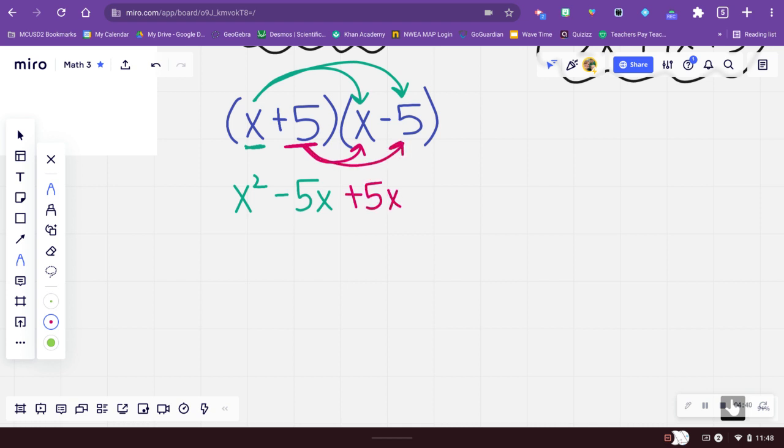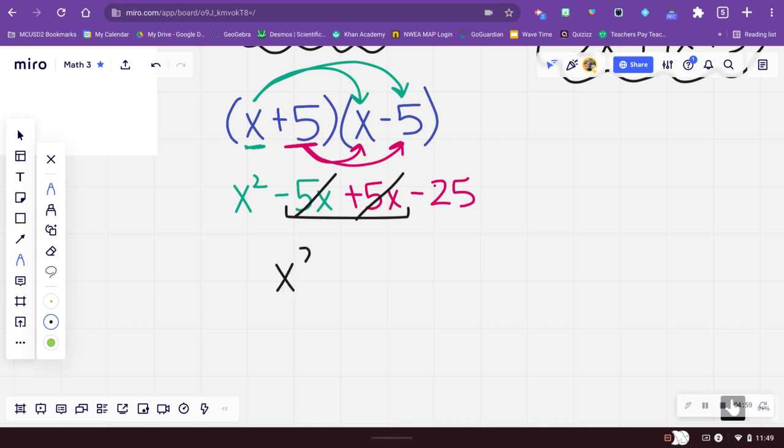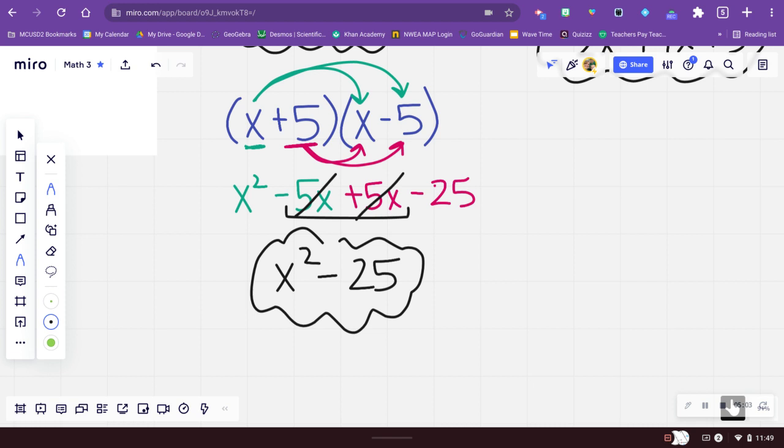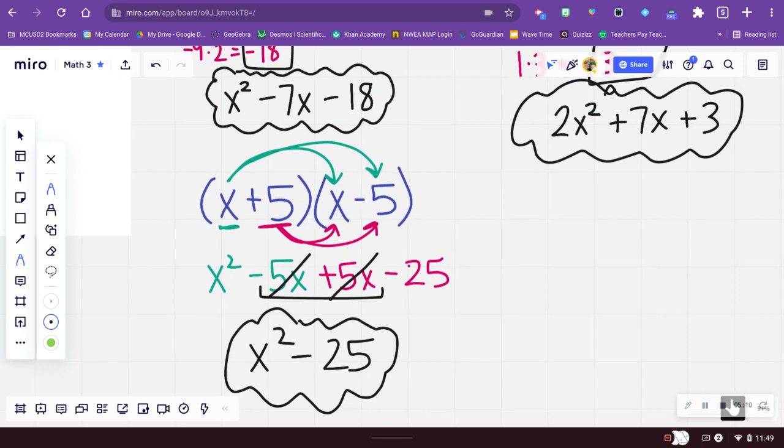And positive 5 times negative 5. Positive times a negative, always a negative. 5 times 5 is 25. So we've got our 4 pieces. Now we'll combine those middle terms. Negative 5x plus 5x, those cancel out because they're opposite signs. So all we're left with is two terms. We're left with a binomial, x squared minus 25. So that's the unique part, is we only had two terms instead of the other answers that had three pieces.